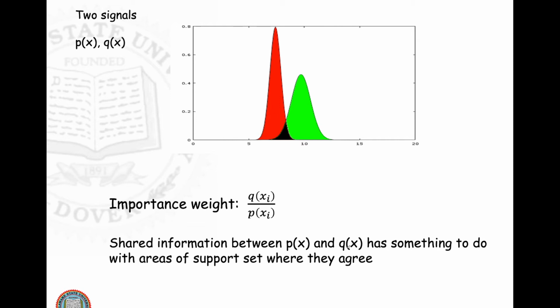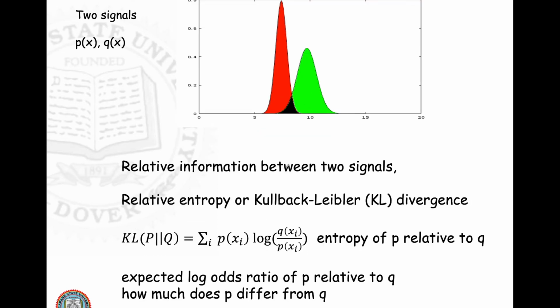That means P of x and Q of x have something to do with areas of support where they agree, right? They're related. They must share information for those parts of the support set where they agree. So if we look at the overlap region between P of x and Q of x, the importance weight is going to be better for regions where they share information versus on the tails here, on the right of Q and on the left of P, they're not going to share much information. They're not going to agree very much. And so you can have the relative information between two signals.